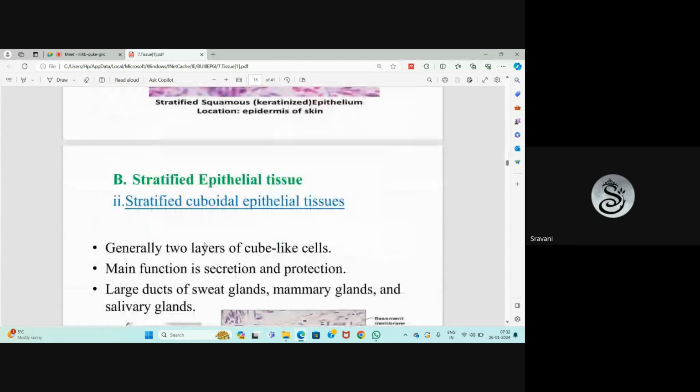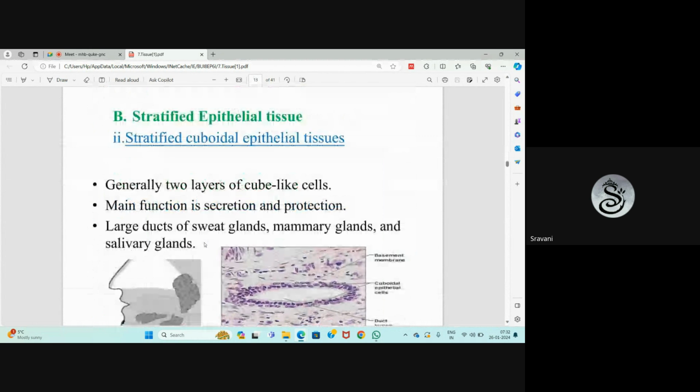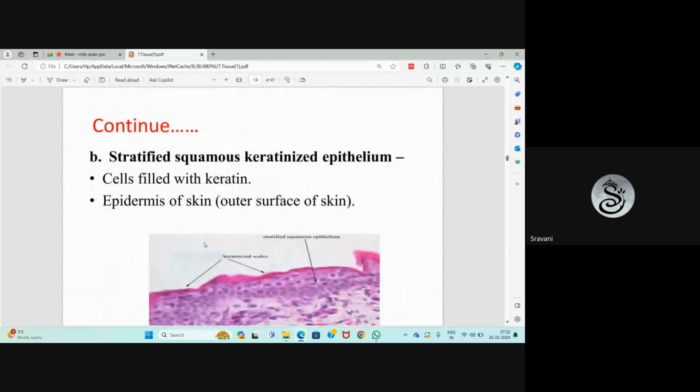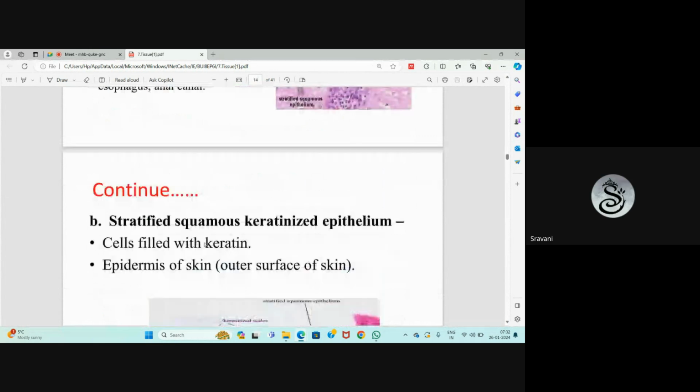Ma'am, is this only for the outer layer or can it be in the center part also? Keratinized epithelium? Yes, ma'am. Is it only the outer layer? Yes, it is present in the outer layer. Okay.